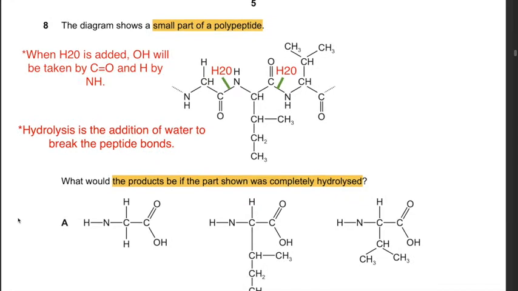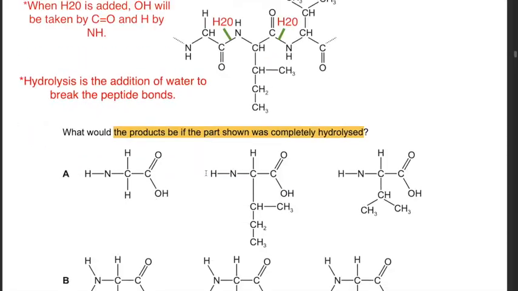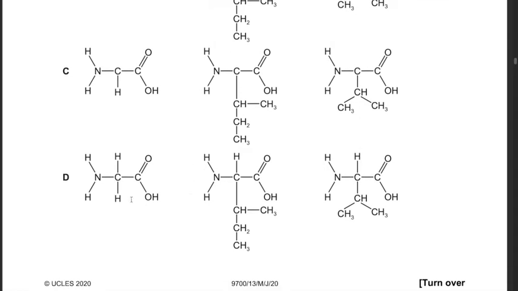Since they are asking for the part being completely hydrolyzed, water will be added, and when water is added, OH will be taken by C double bond O and H will be taken by NH. As you can see, I have labeled over here where water will be added, and when water is added to these two regions, 3 products will be formed, and the closest and correct representation of those products is option D.